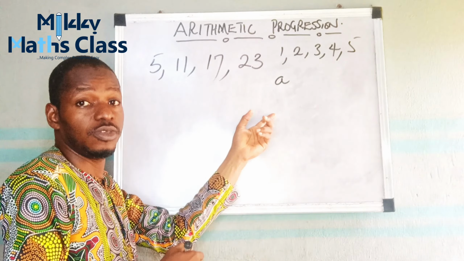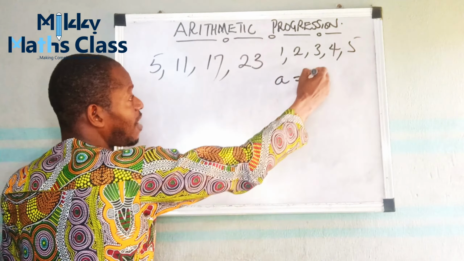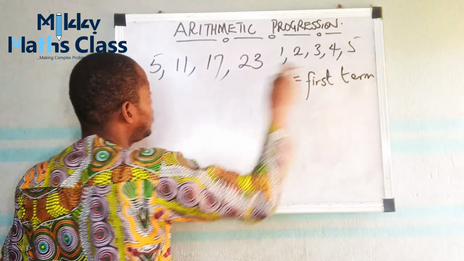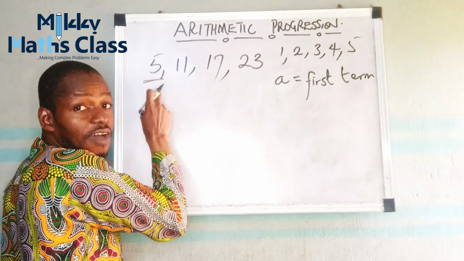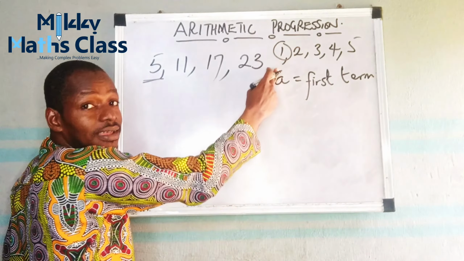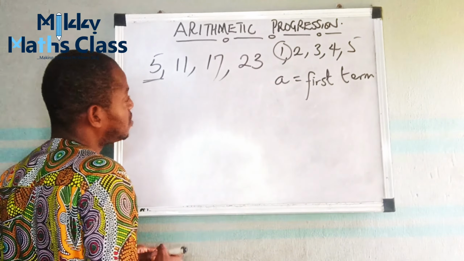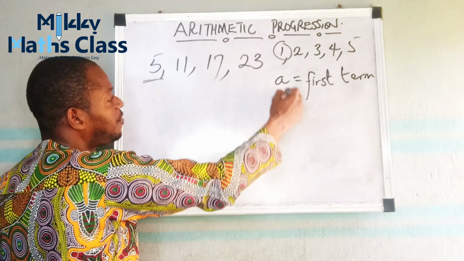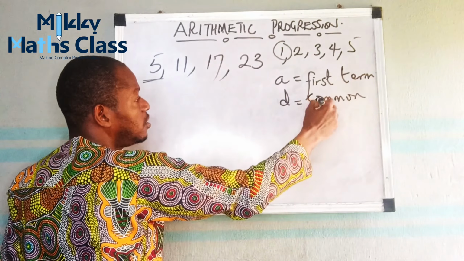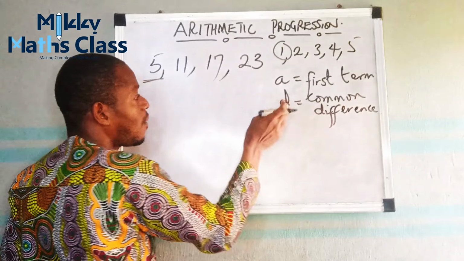These are the symbols we use when we talk about arithmetic progression. This signifies the first term. So in this one, the first term is 5. In the previous one we looked at, the first term is 1. So the first term is denoted by A. Now our D, the common difference. This is the common difference. The common difference is denoted by D.